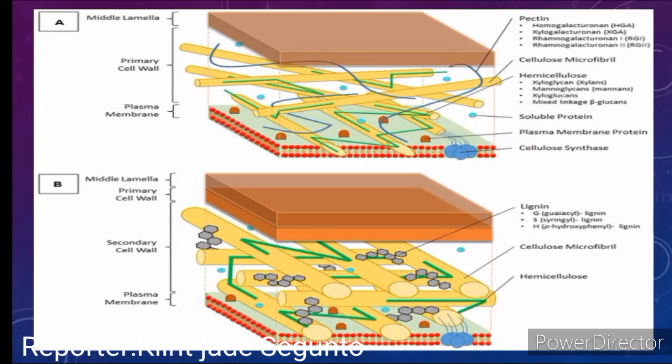Turning to picture B: middle lamella, primary cell wall, secondary cell wall, plasma membrane, lignin. G is guaiacyl lignin. S is syringyl lignin. H is hydroxyphenyl lignin. Cellulose microfibril, hemicellulose.